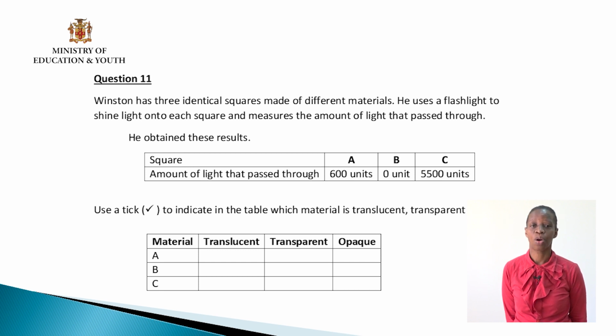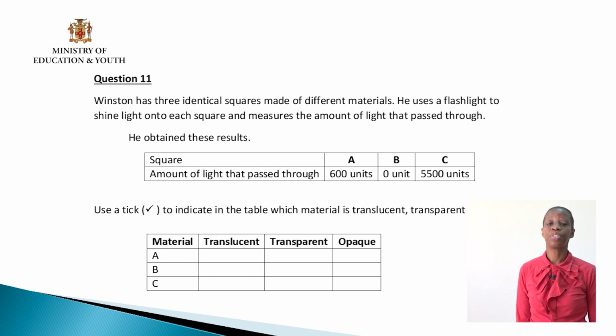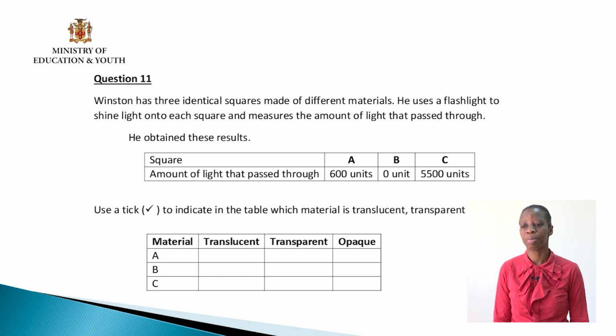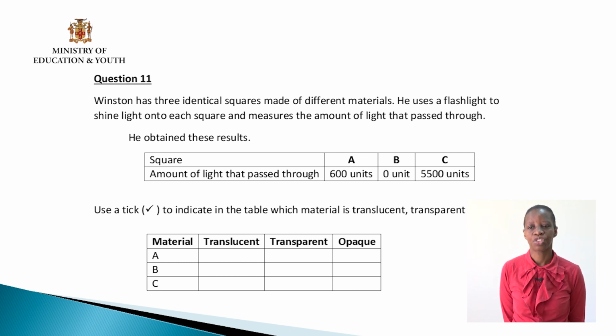Transparent objects will allow all the light to pass through. And translucent objects will allow some light to pass through. So, using that information that you know, let's see if we can interpret the data that we're given and determine which is translucent, which is transparent, and which is opaque. Look at the table again.